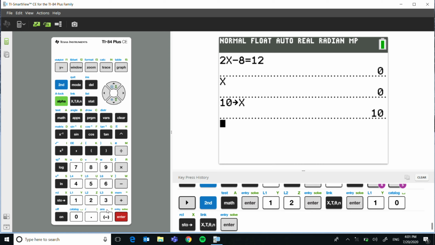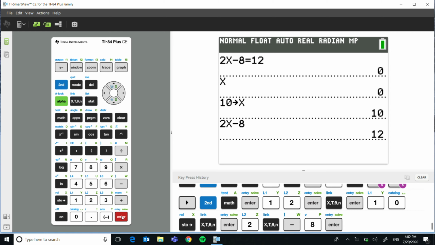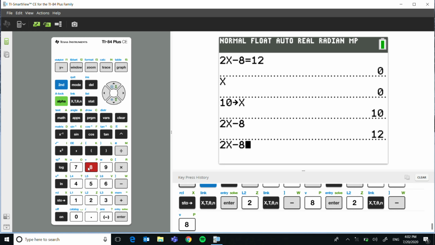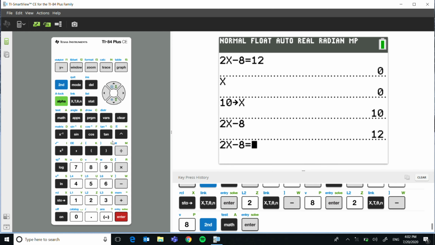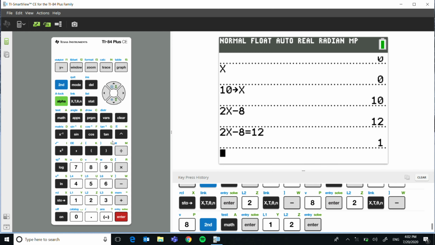So then if we type out that 2x minus 8 and just hit enter, we get 12, which is exactly where we want it to be. We could also do 2x minus 8 and then do second test is equal to 12. And then we get a 1, which means a yes. So 0 means no, 1 means yes.